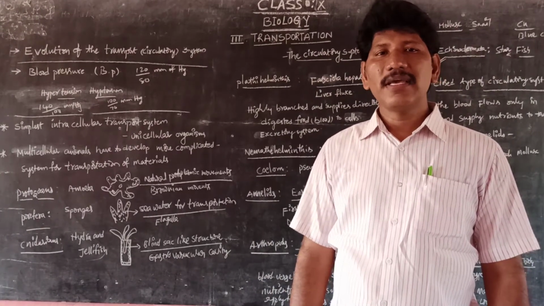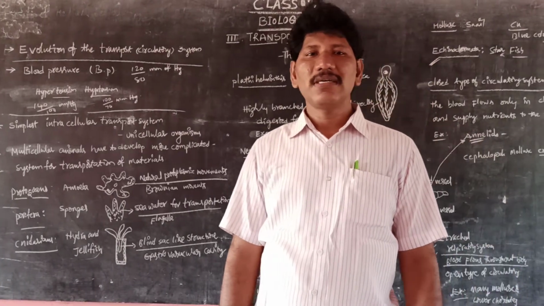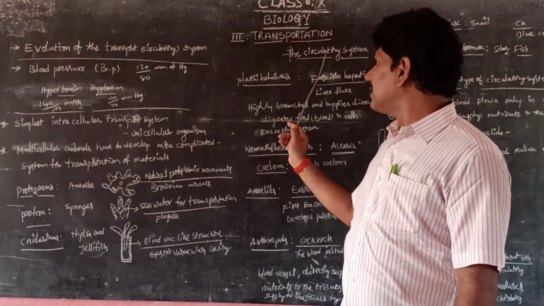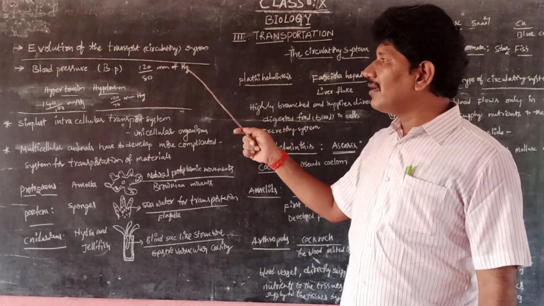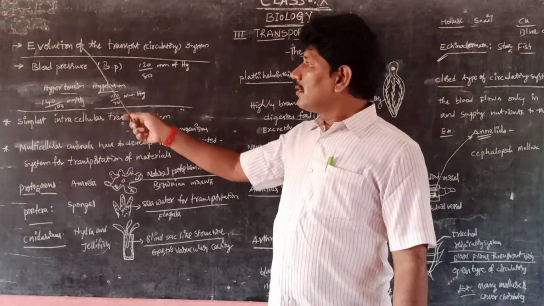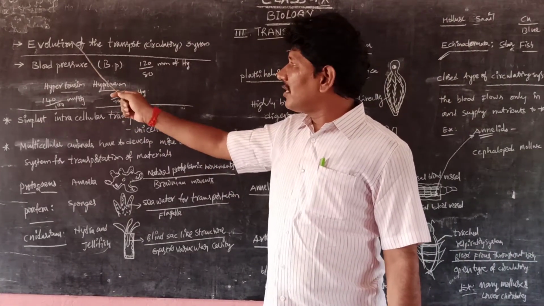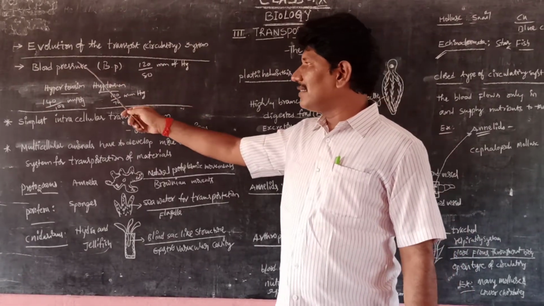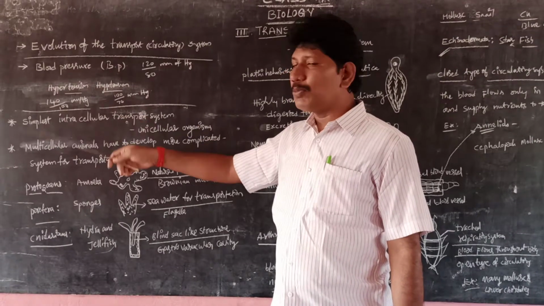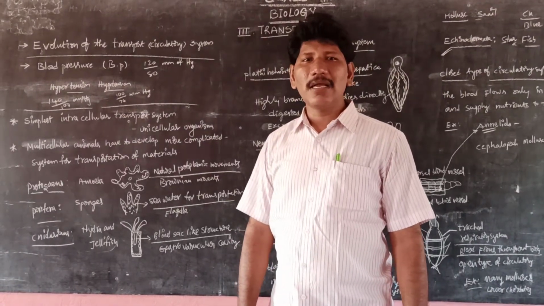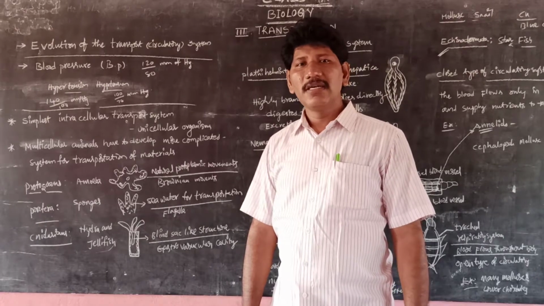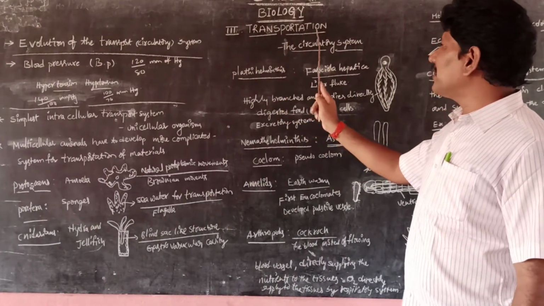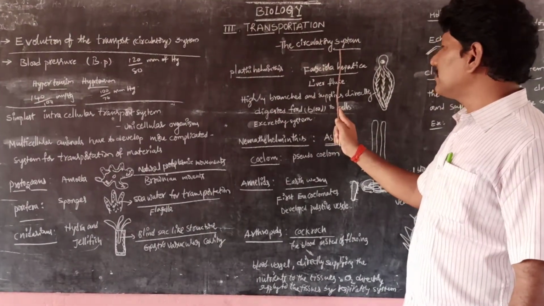Today we are going to discuss two more topics apart from the chapter on transportation, the circulatory system. The topics are the evolution of the transport or circulatory system, and the second one is blood pressure. Of course, we have one more topic, blood coagulation or blood clotting. So, children, today apart from the third chapter, transportation, the circulatory system.